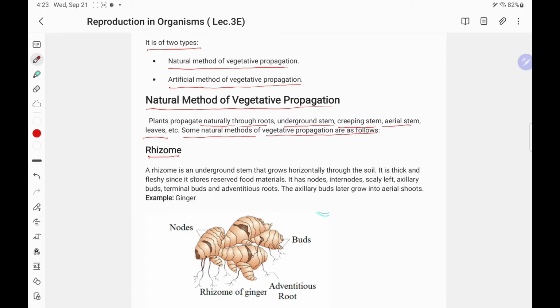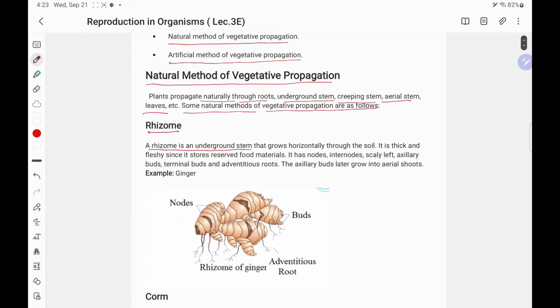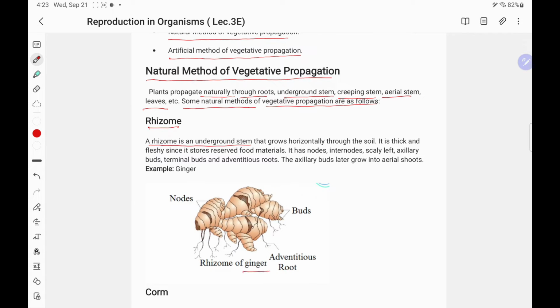First, rhizome. Rhizome is an underground stem. For example, ginger grows horizontally through soil. It is thick and fleshy and stores reserve food material. It has nodes and internodes, scaly leaves, axillary buds, terminal buds, and adventitious roots. The axillary buds later grow into aerial shoots.